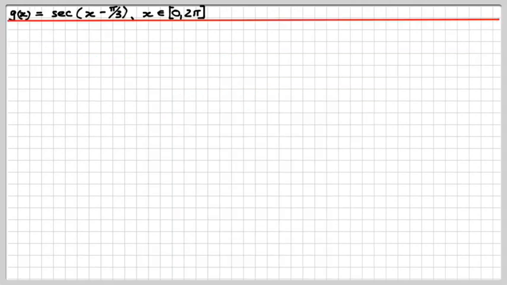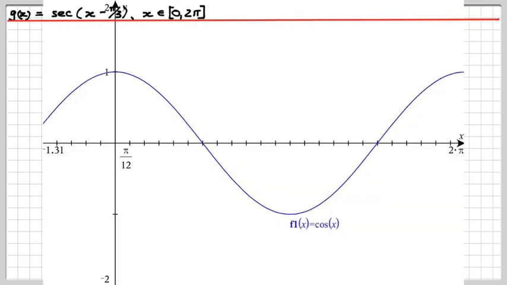All is good. Now we're going to do sec of (x minus pi on 3) from 0 to 2 pi, which means that we've really got to start off doing cos of x, because sec is 1 over cos, then do cos of (x minus pi on 3), and then do the sec bit after all that. Now, that's straight cos, going from 0 to 2 pi, right?